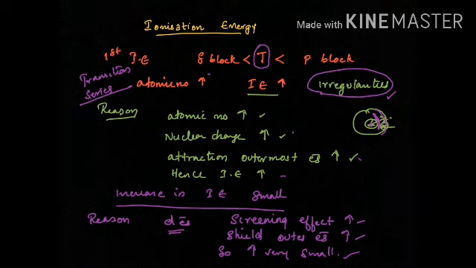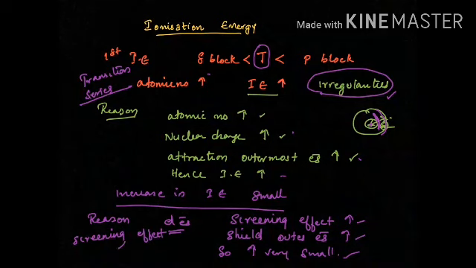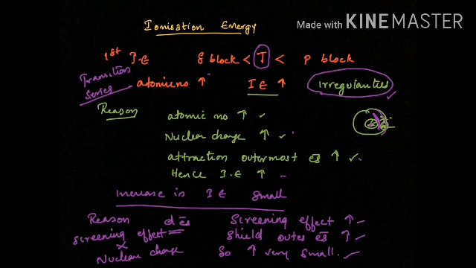Because what will happen over here? This shielding effect, this screening effect, we have studied in the last property. The screening effect will nullify the effect of increase in the nuclear charge, right? So nuclear charge also is increasing, but the screening effect is also increasing, so their effect is getting nullified. That is why we are saying that the increase is becoming very small.